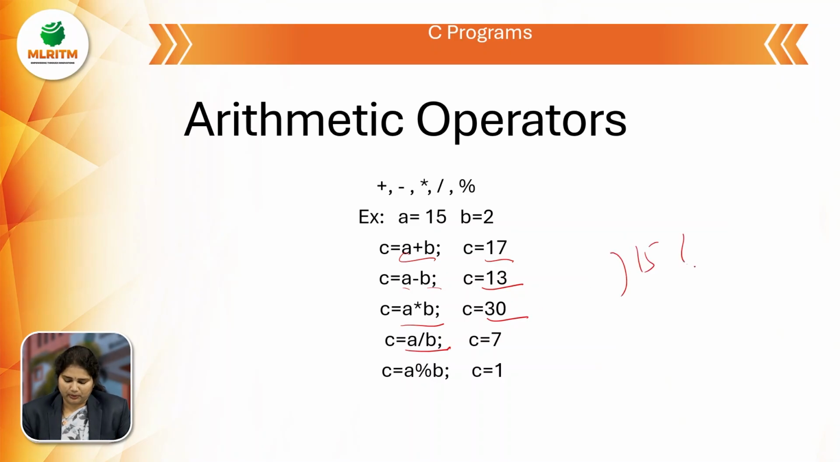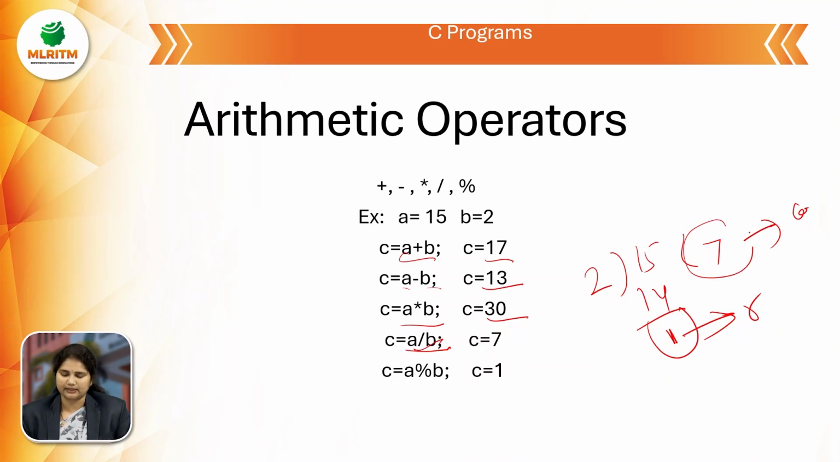A by B means 15 divided by 2. 2 sevens are 14. Okay. 1 is the remainder. This is the quotient. When we use division, we get the answer as 7. When we do modular division, we get the remainder. That is the difference between the division and modular division in arithmetic operators.